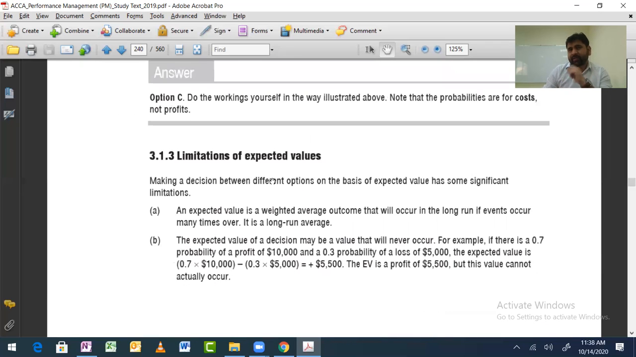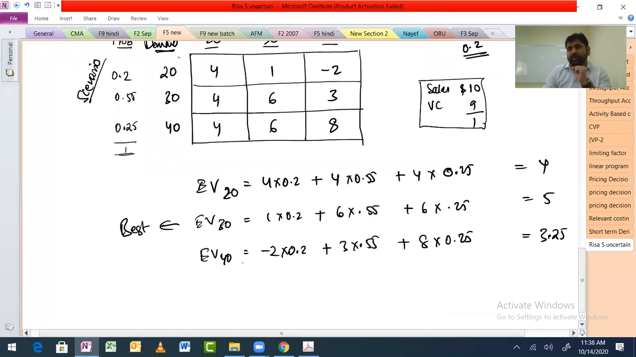Read all these things carefully. Fine. Like limitation of expected value. What is the problem with expected value? Because see, what were we doing here? Taking average, right? Taking average and taking our decision. So I think that is the best scientific way, right?